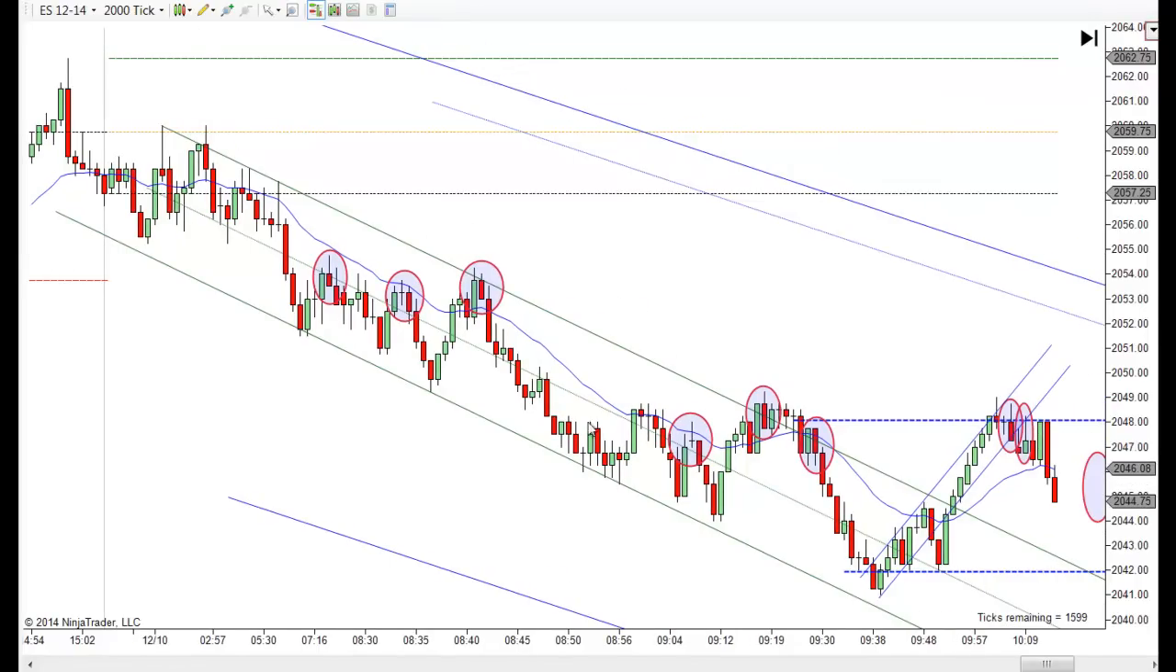And then you get a pullback and a first entry pullback. So there's your second entry. It actually makes a new low here. So this is more like a breakout pullback short after those matching lows.